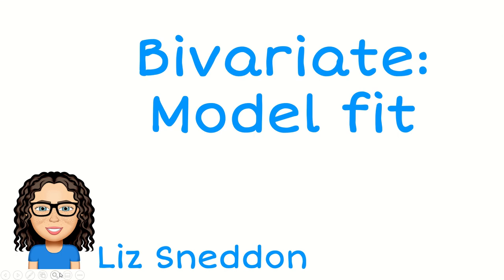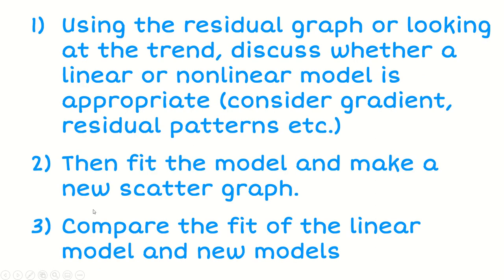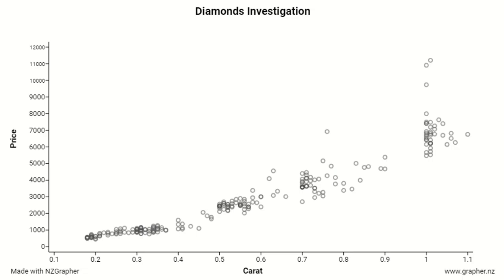Hi, I'm listening. Let's have a look at fitting a model for our bivariate data. So the key idea is we either want to use our residual graph or we can use the regular graph, and we want to look at the trend in particular, and we want to look at whether a linear or nonlinear model is better. Then we want to fit in the model and make the new scatter graph, and then we want to compare the fits.